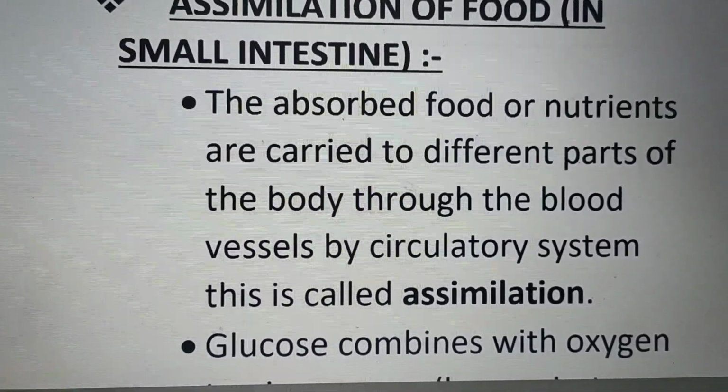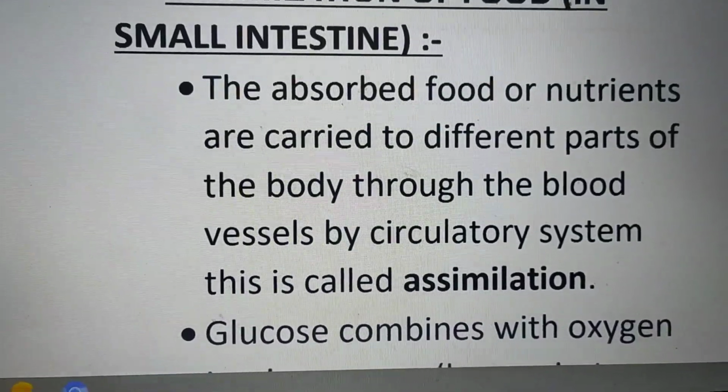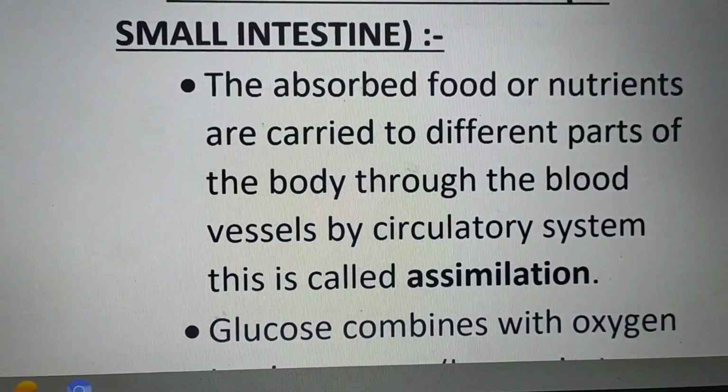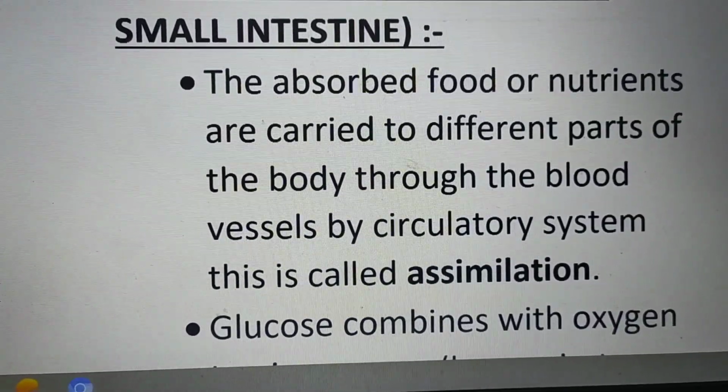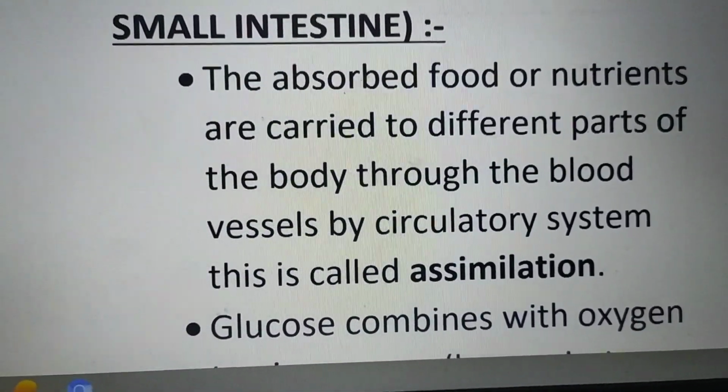So all the absorbed food or nutrients are carried to different parts of the body so that we can do the work, with the help of the blood vessels in the form of the circulatory system. With the help of the heart, we breathe, the blood is circulated and it goes to all parts of the body, and this is called assimilation.